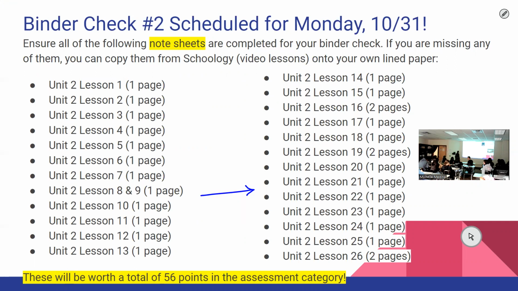What happens if you have, just how many pages is this? When I take out the one page, because it's not all one page each, however many pages you have, times it by 2, put it out of 54, that would be the score that goes in. So if you're missing a page, go on Schoology, copy it onto your own paper, not a big deal. Shouldn't really even take you that long. So it's just straight copy. And then that's like 53 points going in the assessment category. So questions on that?